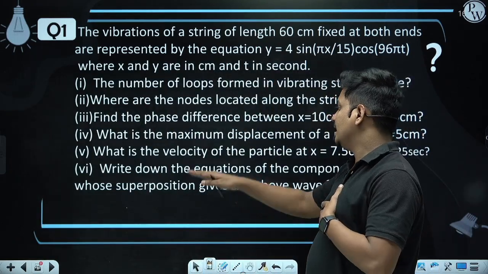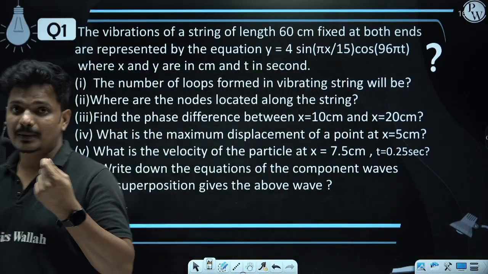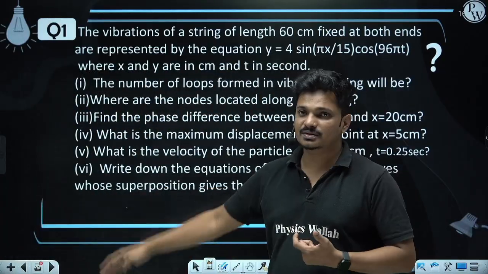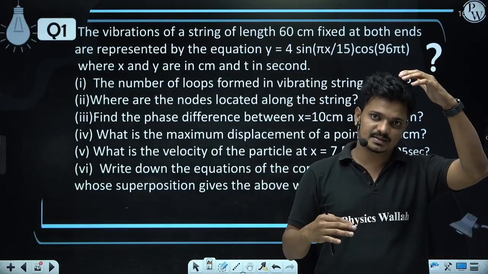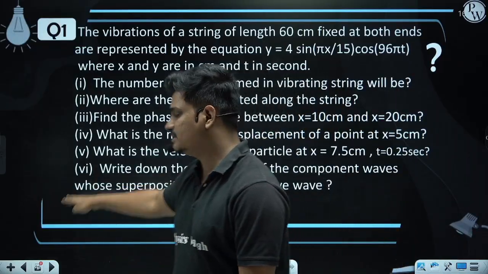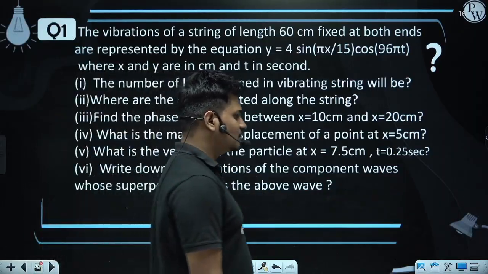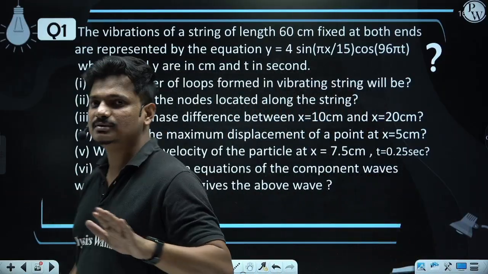The next one, write down the equation of the component waves whose superposition gives the standing wave. You may find some difficulty in the last question, but just try to familiarize yourself. I have introduced 4 cases, and if you familiarize yourself with them, you can easily write these 2 component waves also. Students, I hope you are fine and you got all these things.